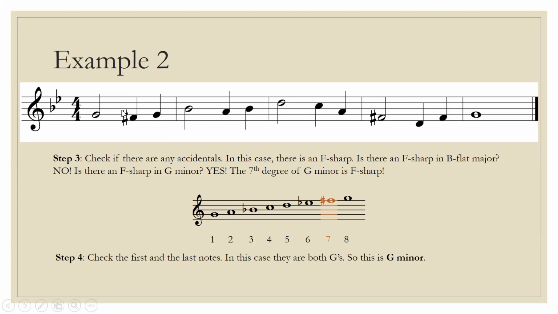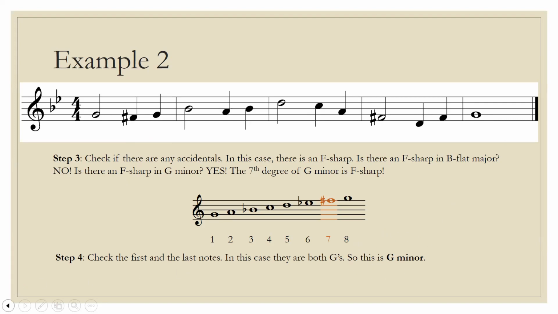Now we've got F sharps, not in the key signature, but in the piece as accidentals. So this is pushing us towards thinking this might be G minor. If we check the first and the last notes, the first note is a G, and the last note is also a G. So we are definitely working in G minor.